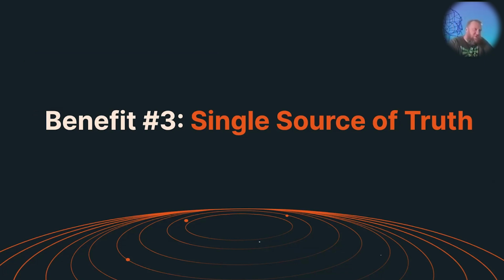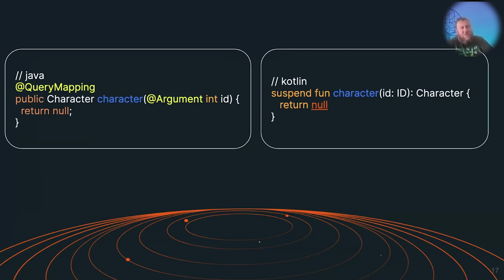And there's also another interesting superpower, I guess, from Kotlin itself, right? So I have a snapshot here from Java on the left and Kotlin on the right. It's the same query, right? I have a character query that takes ID as an argument and returns a character type, right? Java by itself doesn't have a concept of null versus not null.